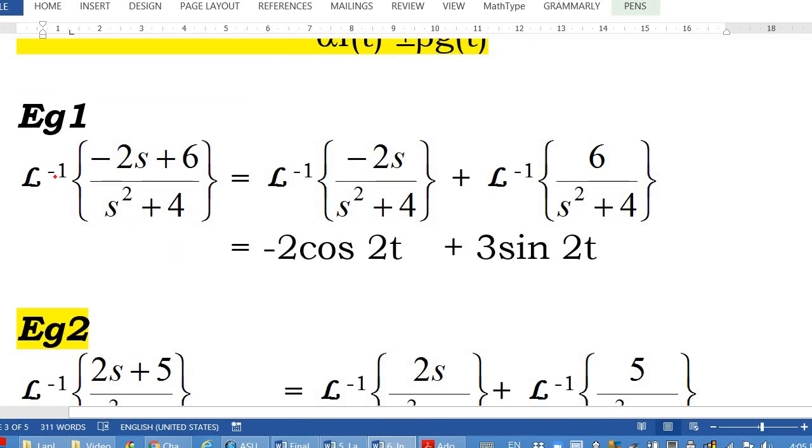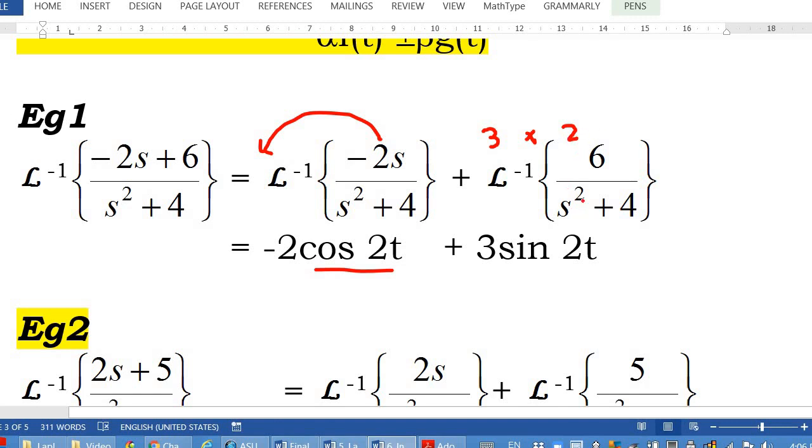For example 1, the inverse Laplace of negative 2s plus 6 over s squared plus 4. Your numerator has 2 terms, so we can break it using the linearity property. It becomes the inverse Laplace of negative 2s over s squared plus 4, plus the inverse Laplace of 6 over s squared plus 4. Notice that this is 4 and this is actually s. Then you factor out negative 2, and the inverse Laplace of s over s squared plus 4 is actually cos 2t. In the second term, the numerator is a constant, 6, so you write it as 3 times 2. So you have 3 times the inverse Laplace of 2 over s squared plus 4.